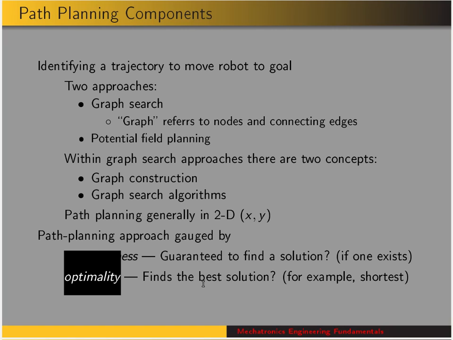And when we talk about best solution, there are different ways of considering what's best. For example, the shortest or most direct path. You could also say the safest or the most robust path.